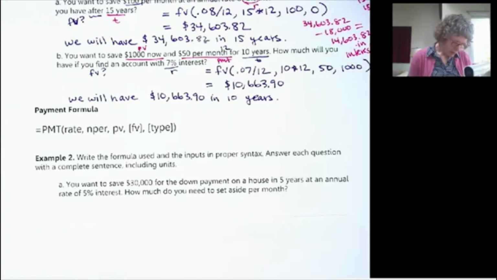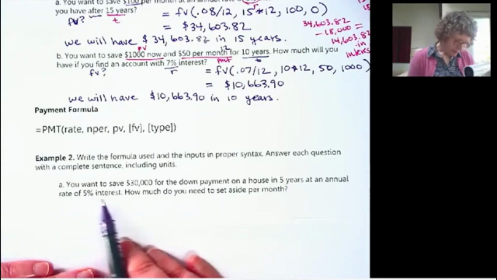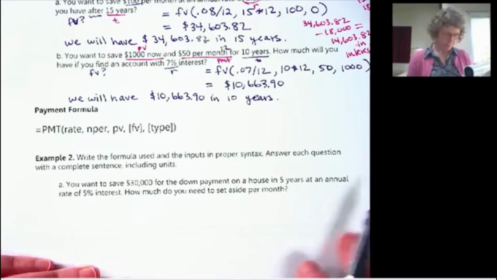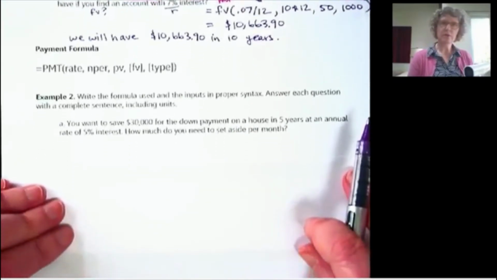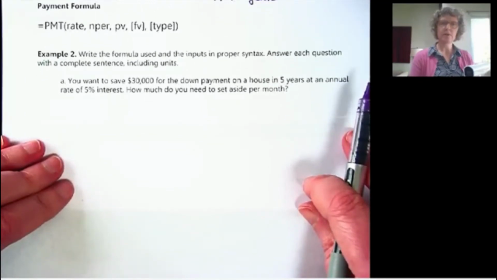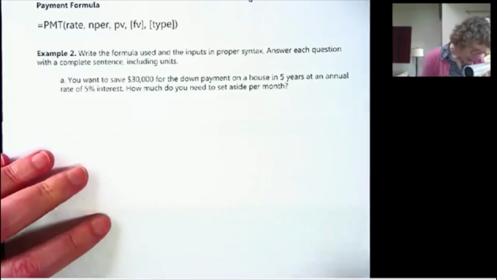Okay, so let's look at this example. You want to save $30,000 for the down payment on a house in 5 years at an annual rate of 5% interest. How much do you need to set aside per month? Okay, so this is where you would want to use the payment formula. And then you see, well, is that realistic? I don't know. So let's try it out.